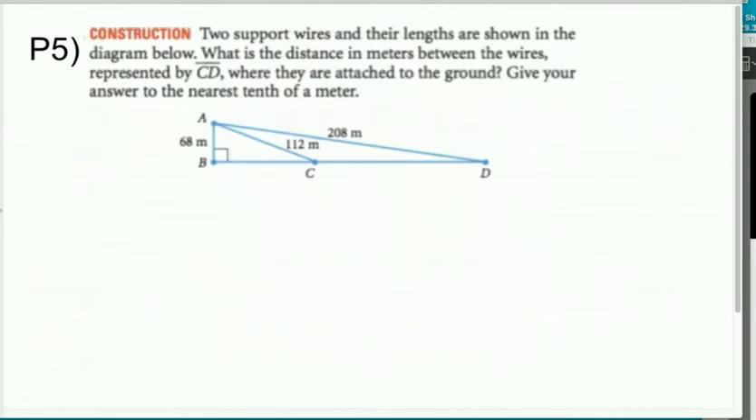So I'll give you a P5 to try, and then we'll call it a day on this video. So P5, construction. Two support wires and their lengths are shown in the diagram below. What is the distance in meters between the wires represented by CD? So this is the distance that they want, right?